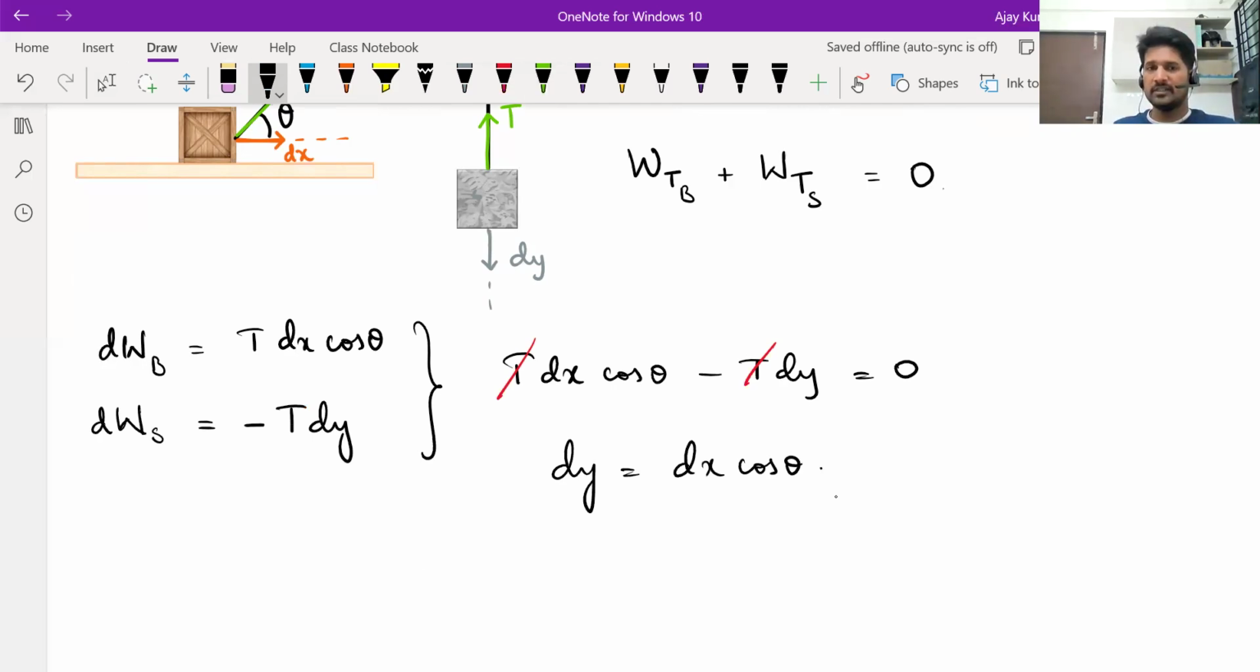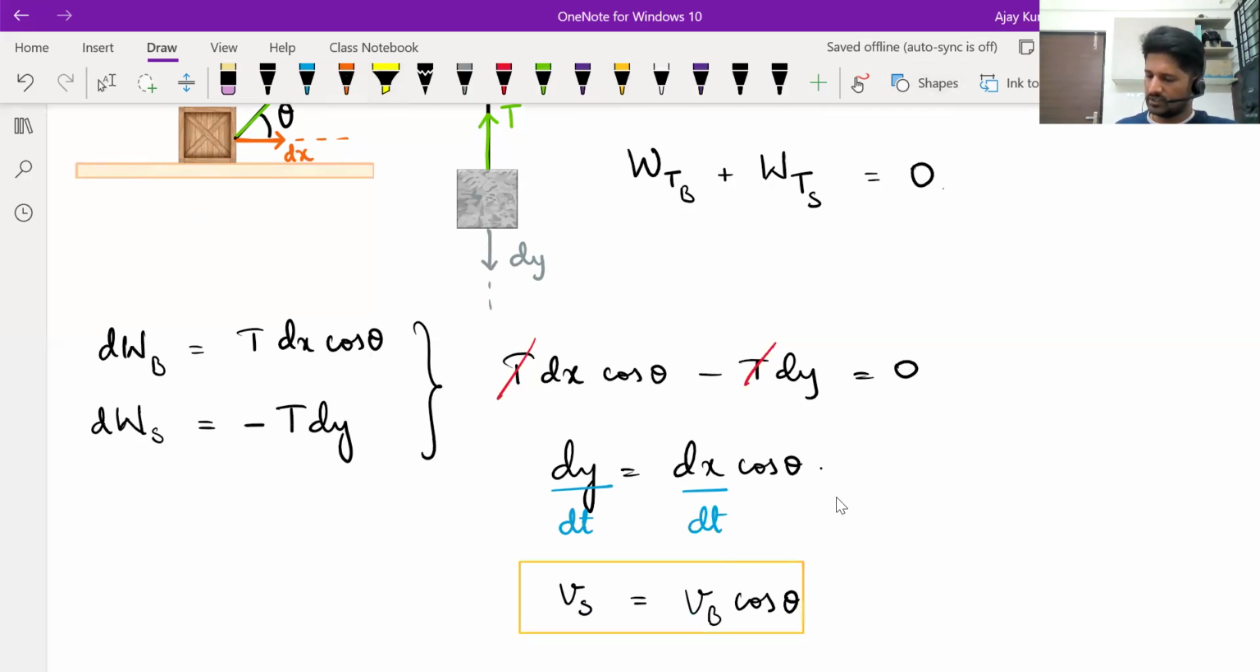This is the relation between their small displacements. Simply divide by time on both sides, small time. Nothing wrong in that. You can divide by a positive number on both sides of the equation. It won't change the equation. dy by dt is nothing but speed of the stone. dx by dt is nothing but speed of the box. That's the relation between their velocities at the given instant.